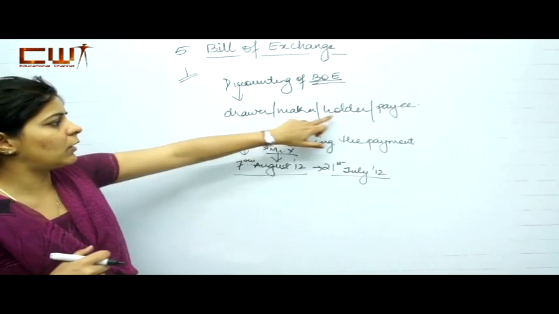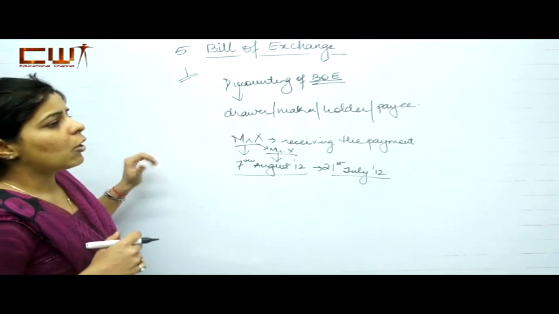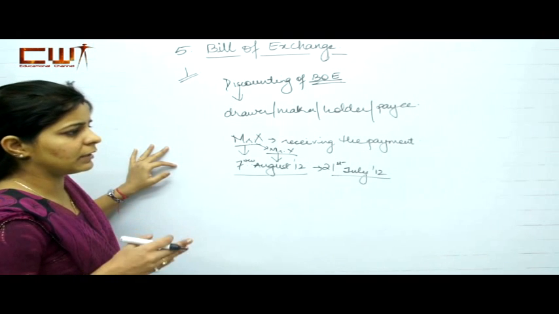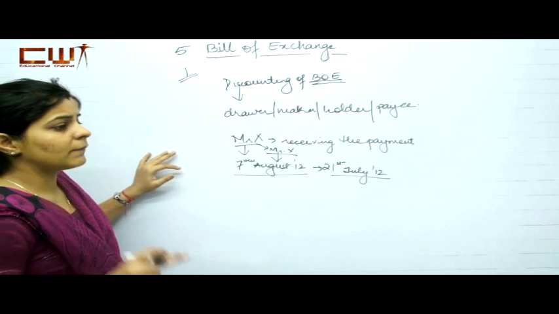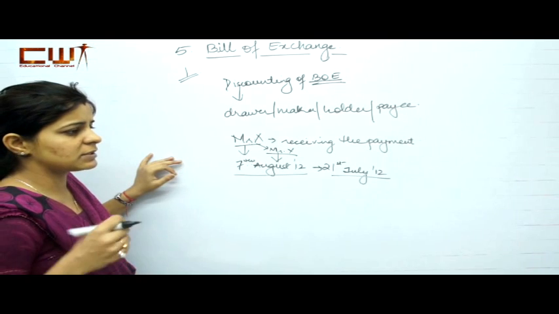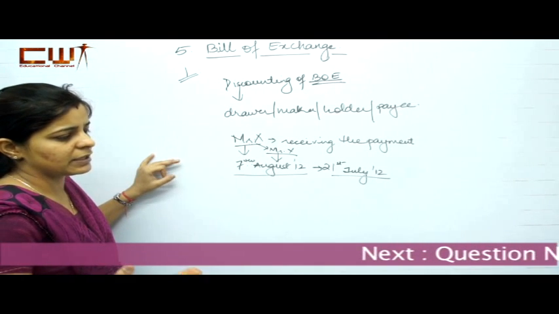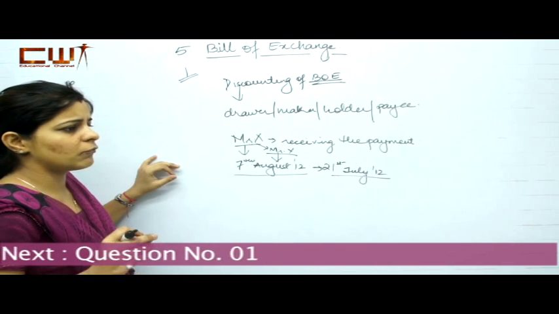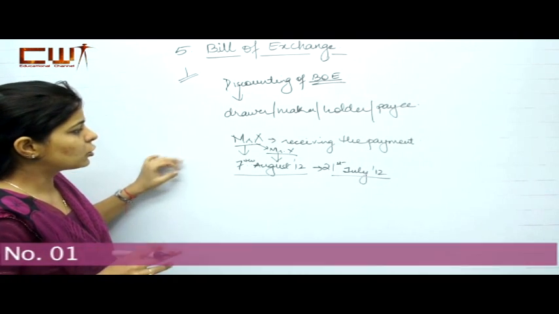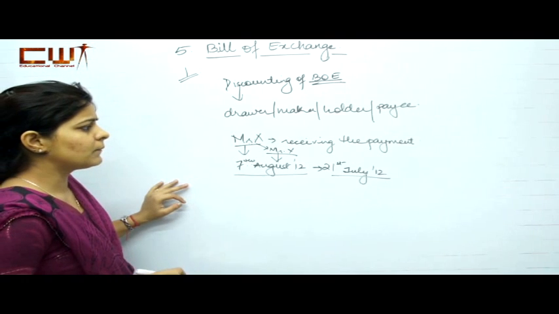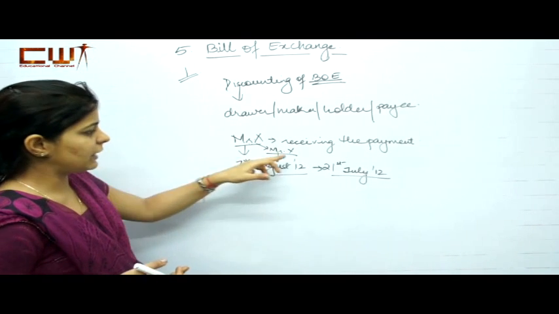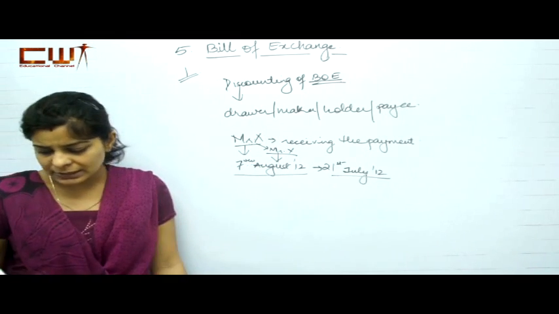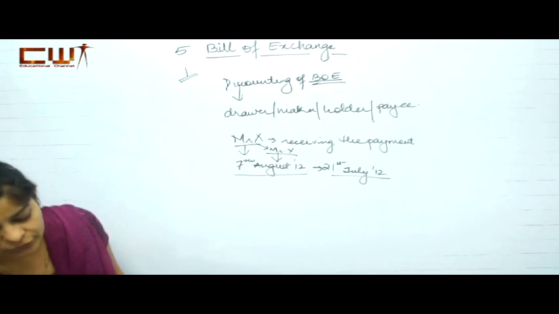When the drawer, maker, holder or payee wants the money at a date or period earlier than the due date, then they go to the bank and get the bill discounted. That is, they will present the bill to the bank and they will say, I want the money now. Bank will deduct some amount from the main amount and give the money to Mr. X or the drawer, whoever. And on the due date, they will take it from Mr. Y or the drawee or the person who is making the payment. That is the process of discounting of bill of exchange.